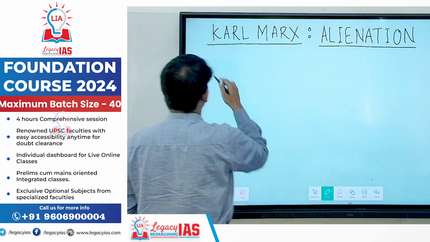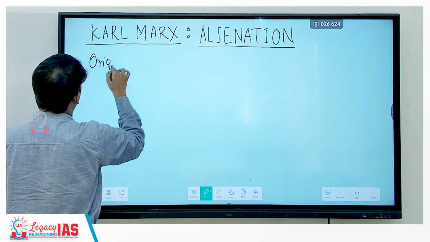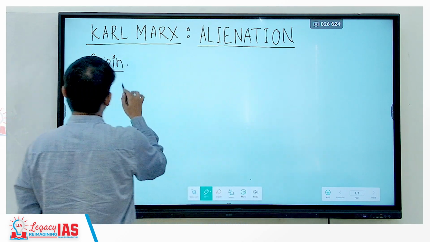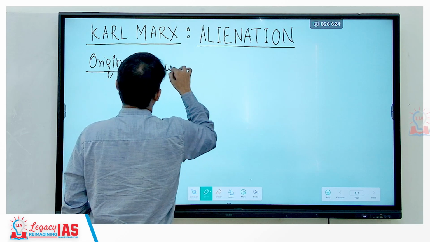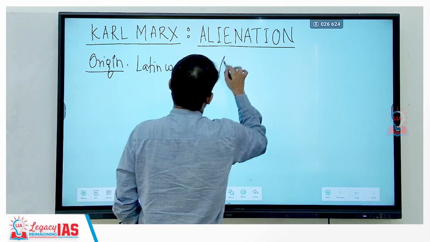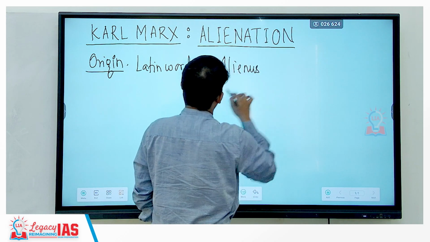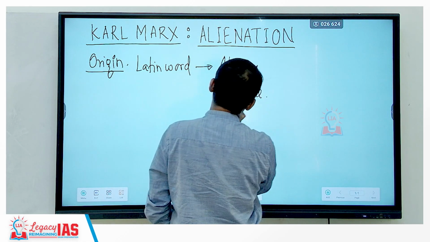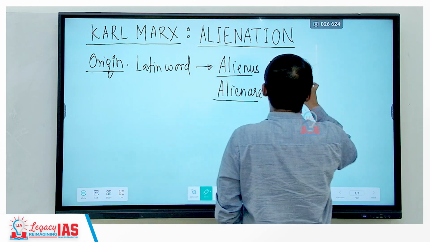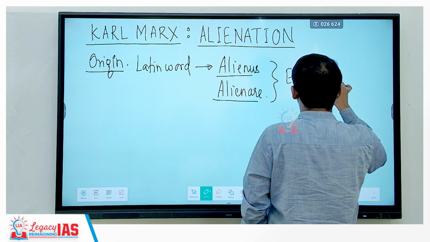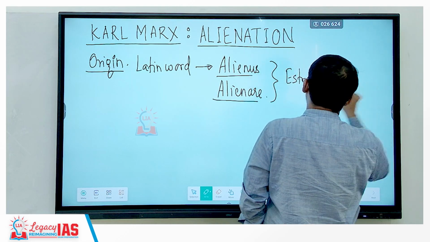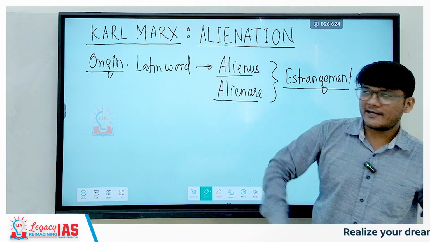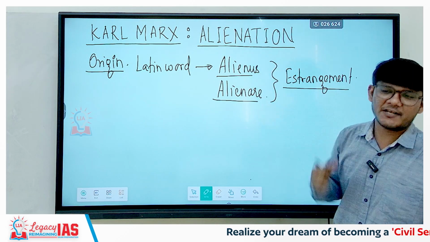To understand the meaning of alienation, you can go into the origin of this word alienation. So this word originates from the Latin word alienus or alienaire. Now, what does alienus or alienaire mean? It means estrangement. Now, the problem is we were going to understand alienation, and now we have come across a new word, that is estrangement. So let us understand estrangement and hence alienation as well.